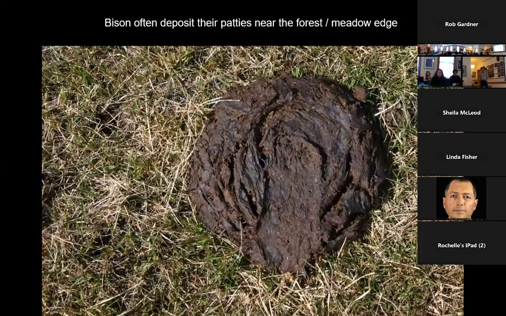And bison have this habit to forage on those slopes, but then move back to the forest edge in the shade to rest and do their cud chewing, and then deposit another very charismatic dung pat. The dung pats are in higher concentration adjacent to the forest edge than they are out in the open, because that's where they bed down. Next.